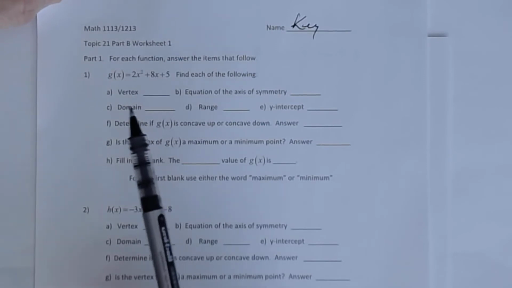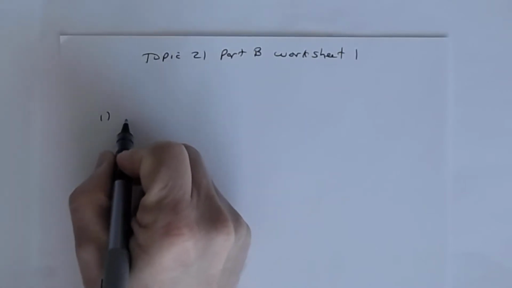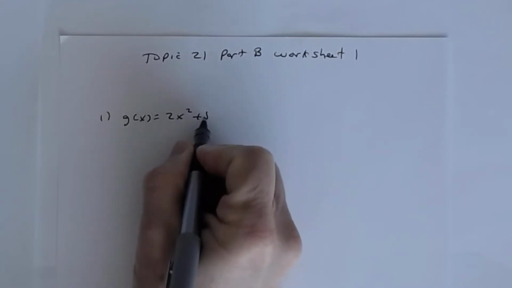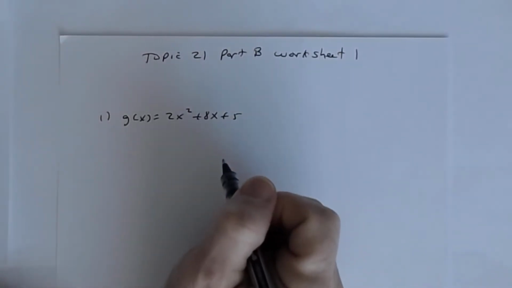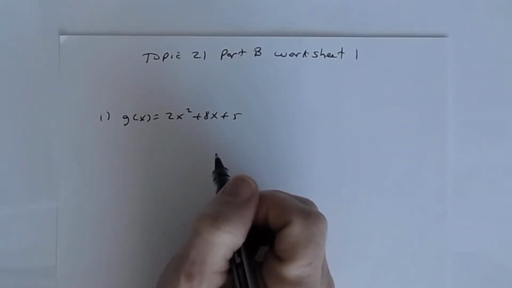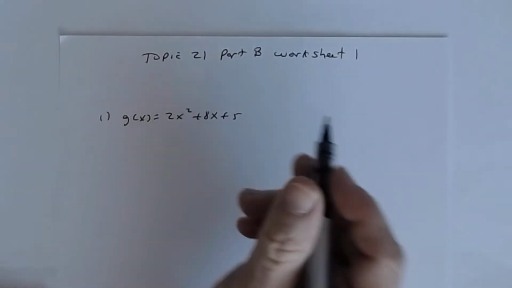Okay, so in number one, I'm going to go ahead and write number one. We have g of x is equal to 2x squared plus 8x plus 5. Now remember, this is in general form. So if you're going to find the vertex and all that information in general form, you need to use the vertex formula.